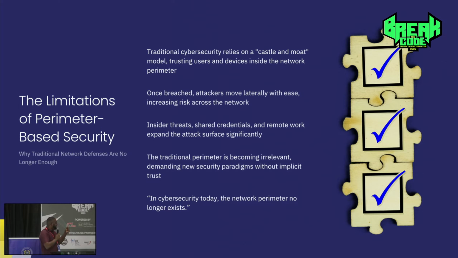Now, the traditional perimeter is becoming irrelevant, demanding new security paradigms without implicit trust. With the traditional mechanism, there is an implicit trust, which means the moment you are inside the network, you are trusted. So you are a worker in the Flagstaff House, so you are trusted. You can move anywhere, even though it's not like that there. You can't move anywhere. So even in our information system, we should make sure it's not like that. Now, in cybersecurity today, the network perimeter no longer exists.